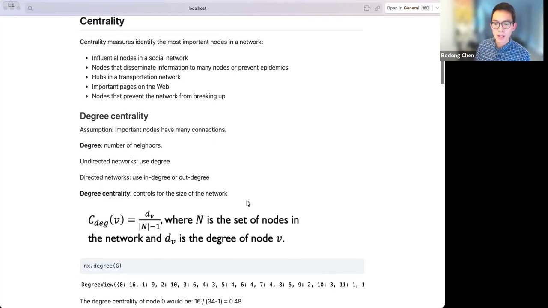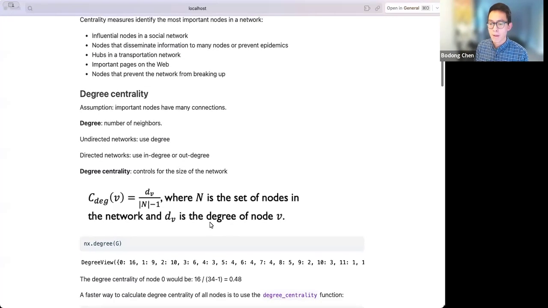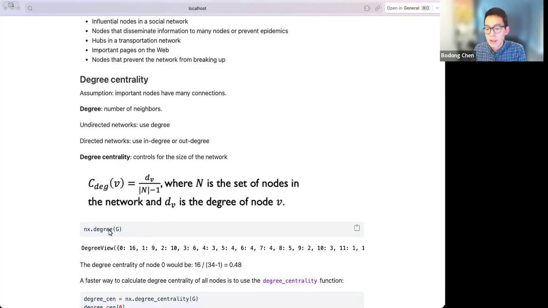So degree centrality is mathematically defined by the degree, or the number of neighbors, of the node we want to investigate, divided by the size of the network minus 1. And that's how it's computed. And the good news is in NetworkX, you can directly call this function, degree, to get the degree for every node.